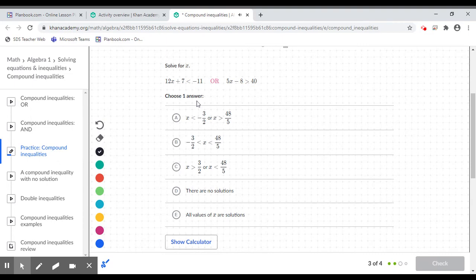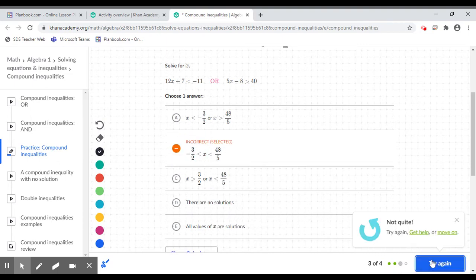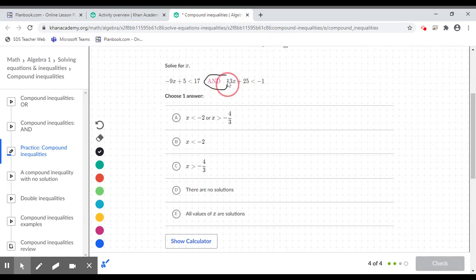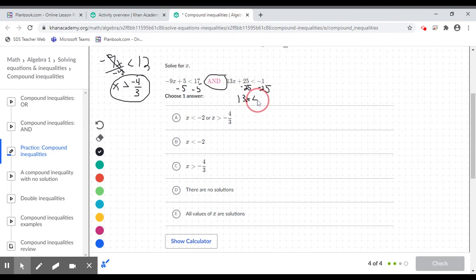Let's skip this or. Let's do another and one. Now let's subtract 5. We get negative 9x is less than 12. I have to divide by negative 9, so I need to flip the sign. And 12 divided by negative 9 is negative 4/3. I'll let you do the work on the fraction on that one. If I subtract 25, I get 13x is less than negative 26. I'm not dividing by a negative, so now x is less than negative 2, if I take negative 26 divided by 13.